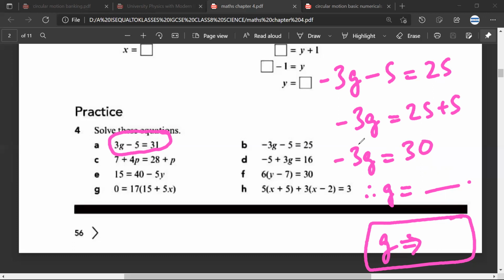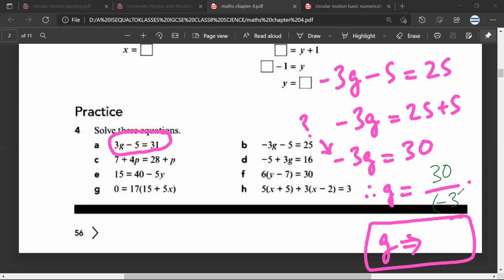Direct? How? Minus 3g is equal to 30, sir. Then g is equal to 10. And what happened to this minus? So this would be 30 upon minus 3.